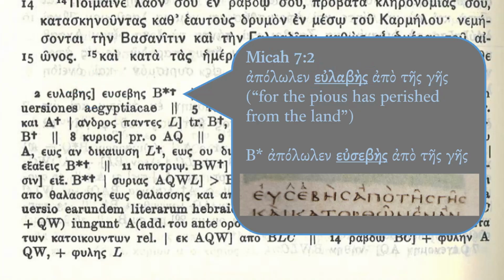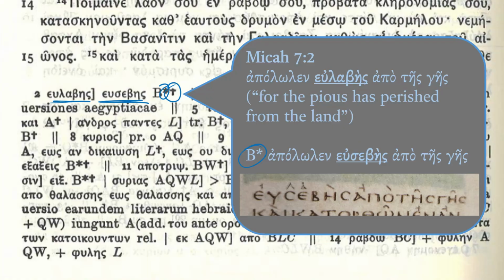And he mentions that the variant reading is Eusebes as opposed to Eulabes, and it's found in B, that's Vaticanus, and it's by the original scribe, and it appears to be unique to that scribe who has given that reading. In other words, the B star here, Vaticanus, is apollolen Eusebes as opposed to Eulabes. You see the difference there. Apotes geis and Eusebes is godliness or something like that.